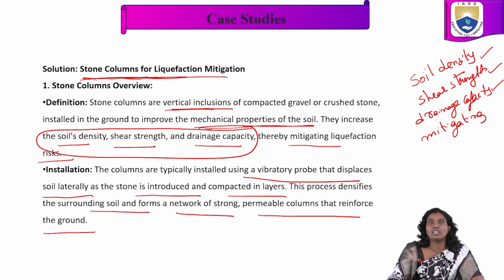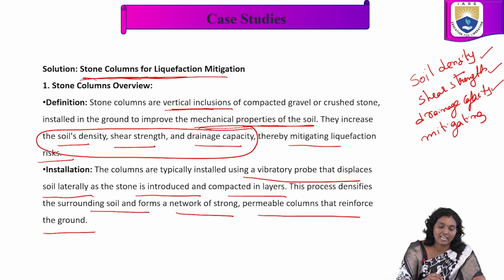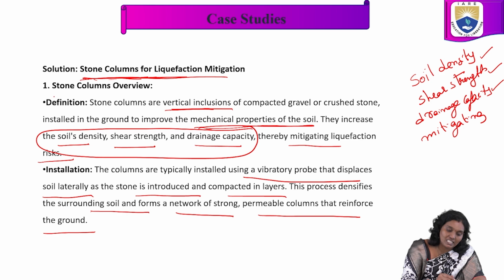So here is the installation process. The columns are typically installed using a vibratory probe that displaces soil laterally as the stone is introduced and compacted in layers. This process densifies the surrounding soil and forms a network of strong, permeable columns that reinforce the ground. So this is the overview of the stone column.